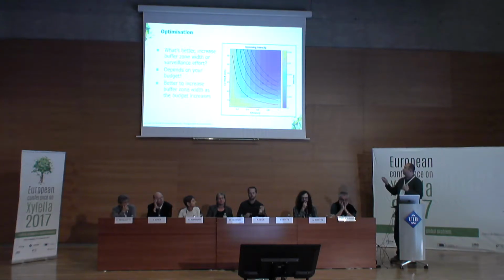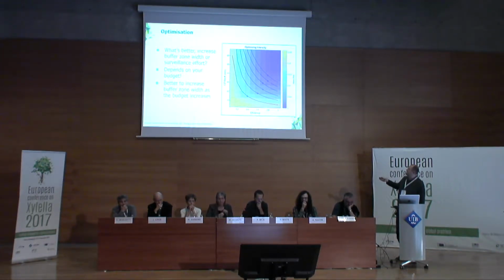We can model that. What I've done here is the colours are mean risk. On the y-axis, we have the buffer width, and this is surveillance efficiency, the searching intensity within the buffer. As you vary this, you get different changes in risk. The black lines are your budget, so these are lines of equal budget. For a particular line, if you follow it down as equal budget, we can find where you minimise risk. So this is what you want, the most blue along this line.